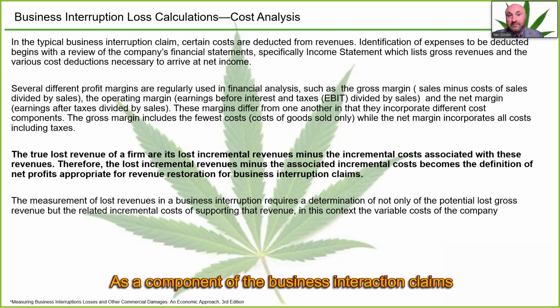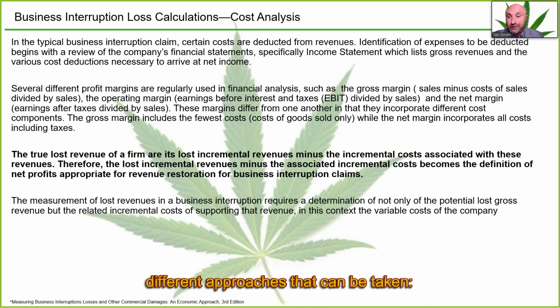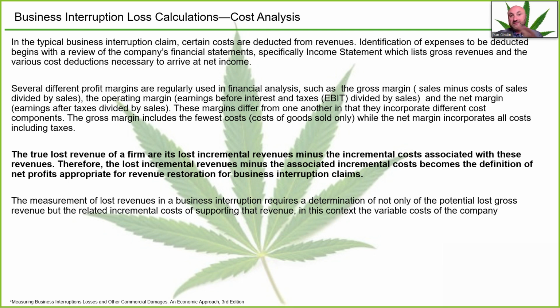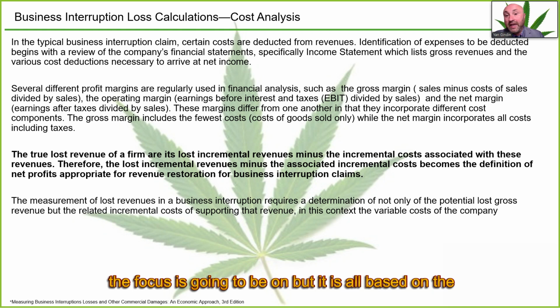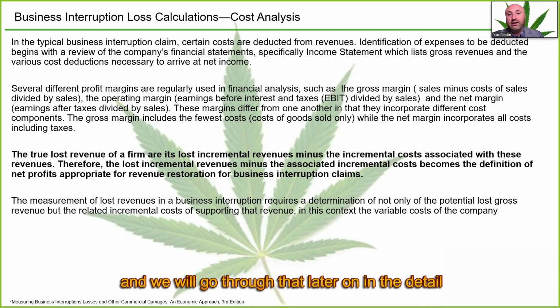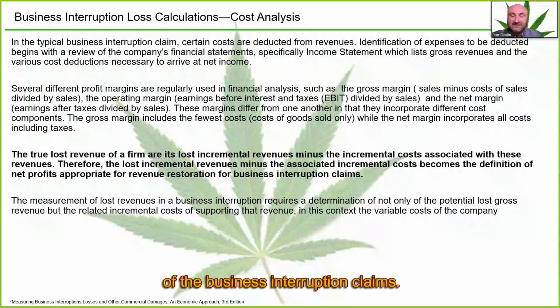As a component of the business interruption claims, businesses have to show their restored revenues, but they also have to show the cost analysis. There are again a number of different approaches that can be taken. You could focus on your net income, you could focus on your sales and gross profit projections. The main point that I want to communicate here is that there is some flexibility in which specific component of the financial statements the focus is going to be on, but it is all based on the methodology to estimate these lost revenues, and we will go through that later on in the detail. Again, the only point that I really do want to stress here is that the cost analysis is part and parcel of the business interruption claims.